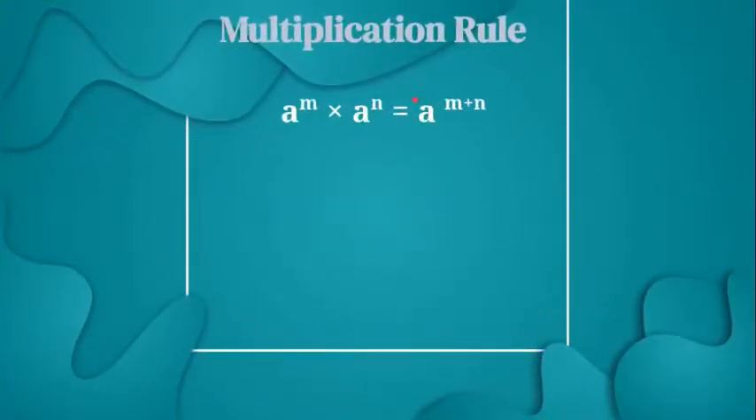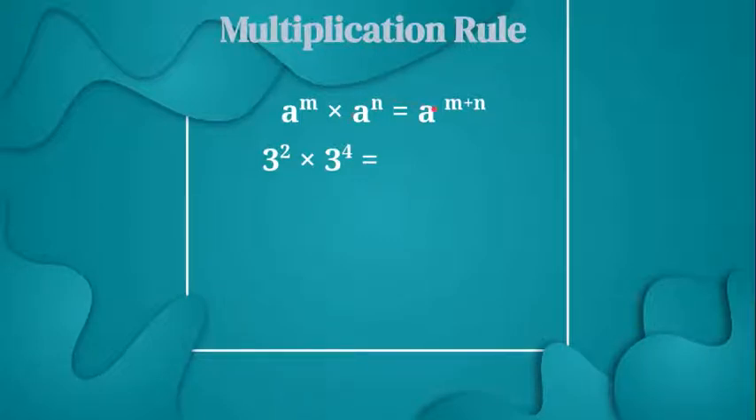Next, we have the multiplication rule, which is a to the power of m times a to the power of n equals a to the power of m plus n. Let's use real numbers now. So 3 to the power of 2 times 3 to the power of 4. Now what you're going to do is not work with the base number. You're going to use the base number in the answer. So you're just going to write the number 3. But what you're actually going to work on is the exponents. So here you have 2 and 4.